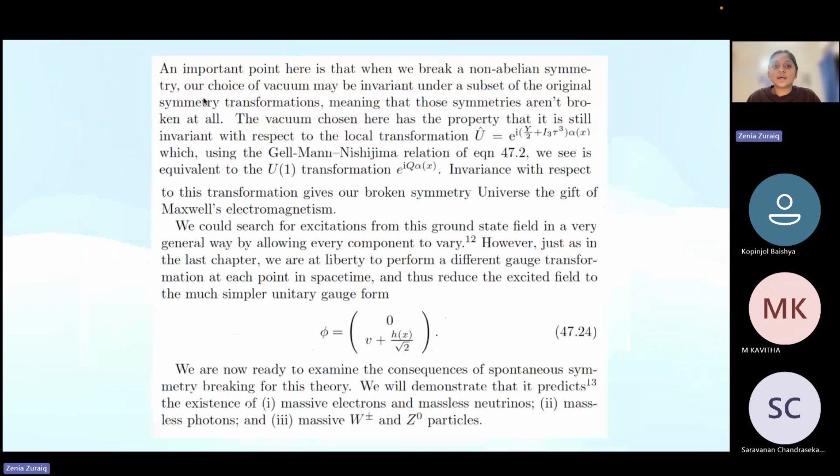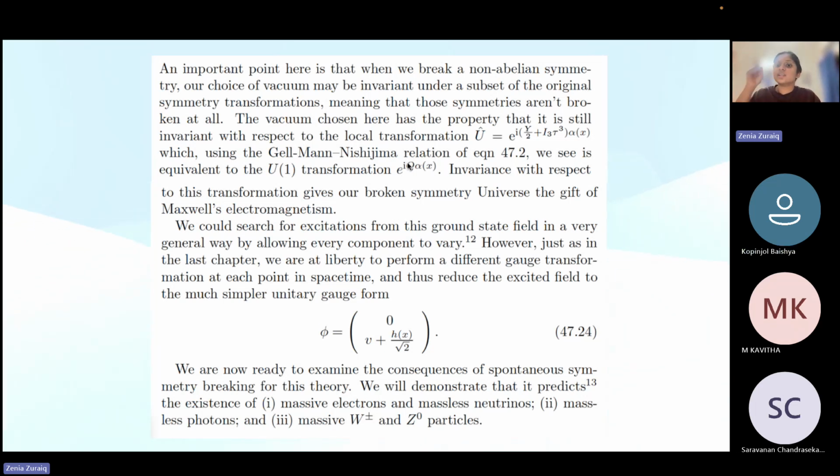So basically, when we break a non-abelian symmetry, our choice of vacuum may still be invariant. It may still have some residual symmetry, so the symmetry is not completely broken. And what you find is that the vacuum is still invariant with respect to some combination, some phase, which is a combination of the hypercharge and the weak isospin. And this combination is what we call the charge, the electric charge, which we observe today. Because remember, we are living in this universe after symmetry breaking.